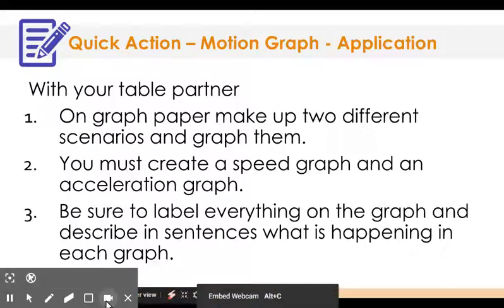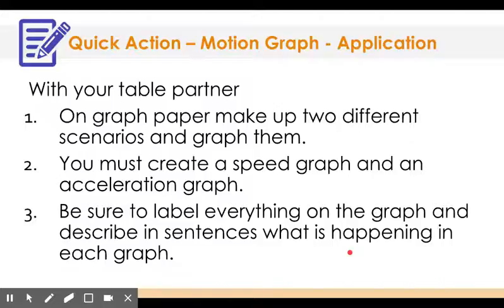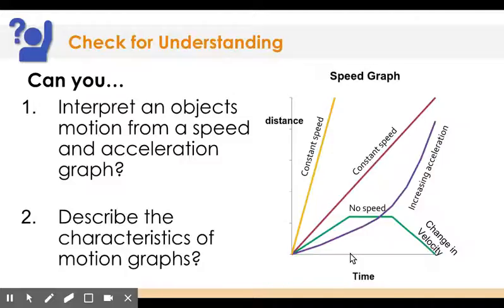And then I want you to be sure to label everything on the graph and describe in sentences what is happening on each graph. So I want you to be able to do that before you finish this section on graphing motion. So things to make sure you understand and can do: make sure you can interpret the object's motion from the speed and acceleration graph, and then you can describe the characteristics of that graph. So make sure you are able to do those things, and then you'll be ready for the quiz when it comes up.